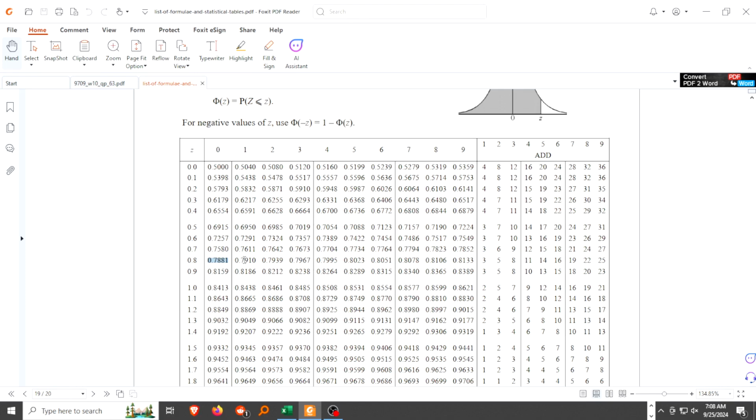I got that through a Z score of 0.8, and under 0. So 0.80 because this is 0 under 0. And then what did I add? I added 19, which is under 7. So it means my Z value is 0.807. And that's the value that we pick and proceed with in our calculations.